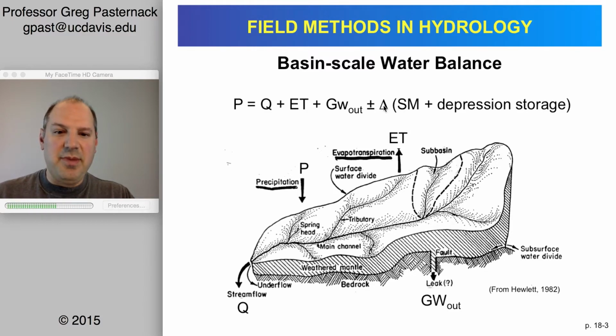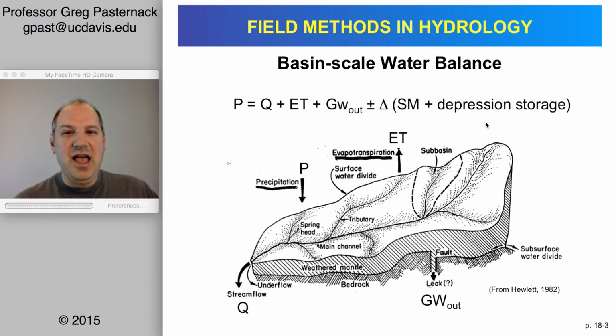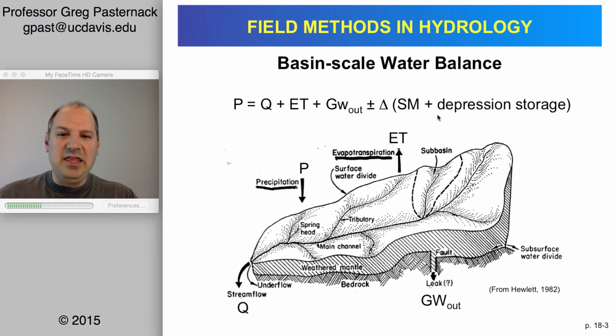This is plus or minus the change in soil moisture and depression storage. Depression storage we have talked about because you can just put a pressure transducer into your depression and see gains or losses that way. So the main thing we really haven't addressed here is evapotranspiration and soil moisture. Today we're going to cover evapotranspiration, and then later we'll be covering soil moisture.